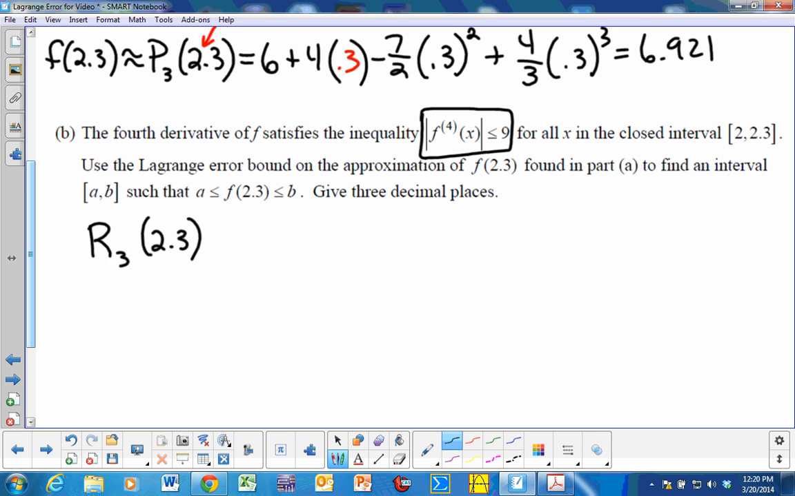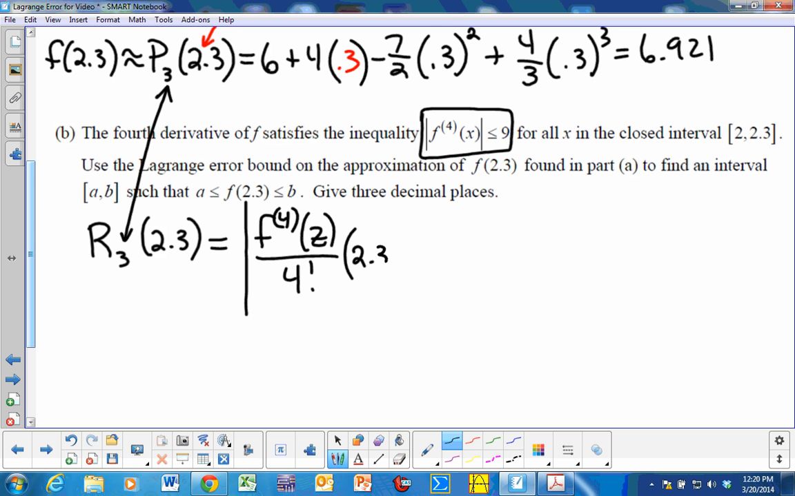Again, remainder is different everywhere you are. The further you go from 2, the more you'll be off. The closer to 2, the closer the value will be. So we want the remainder at 2.3, because remember we did a third degree polynomial. It's going to be absolute value. Well, it's going to be the fourth derivative at some z divided by 4 factorial times x, which is 2.3, minus the center, which is 2, to the fourth. So that's what you're going to have for your format for your remainder, always following that Taylor polynomial.